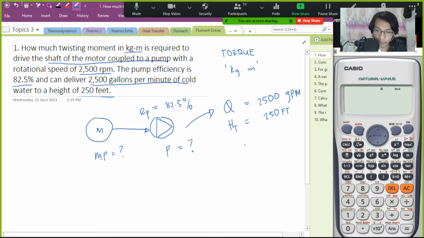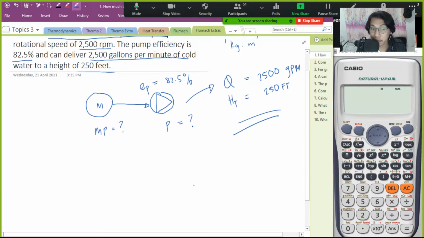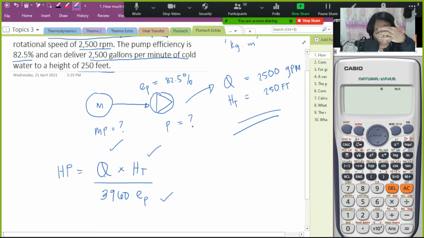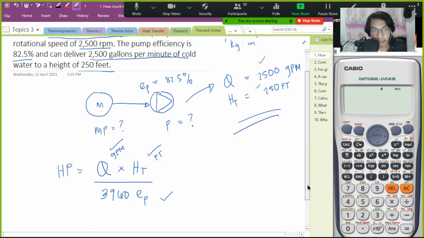Sir, nakikita nyo ito. Di ba lahat sila naka-English units? Then, di ba may binigay ako sa inyo dyan, sir? Pag naka-English units, ang pump, ito yan, di ba? The HP of the pump or the pump power is equal to yung Q multiplied to the total head or dynamic head divided by 3,960 multiplied to the efficiency of the pump. Meron tayo nito, meron tayo nito, meron tayo nito. Tignan natin ang unit. Dapat ito naka-GPM. Dapat ito naka-feet. Tama naman sila dito. Okay? Check. Check.